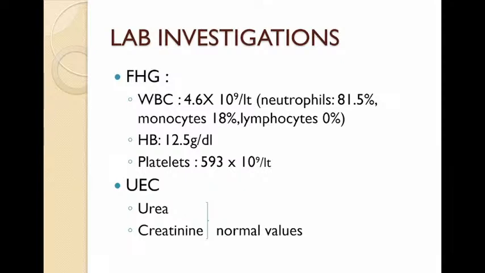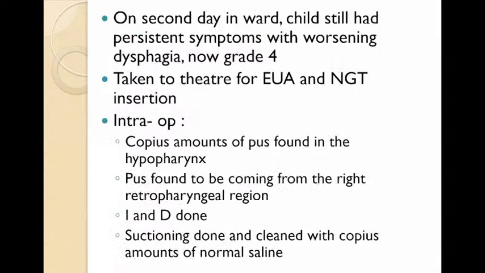So full blood count was essentially non-remarkable. Okay. So of note is what we found when we decided to do an examination under anesthesia, and found copious amounts of pus in the hypopharynx. Remember the small image I was showing you where it was a bright whitish lesion, okay? And then the pus was found to be coming from the right parapharyngeal area, the retropharyngeal area, and an incision and drainage was done, suctioning and cleaned with copious amounts of normal saline.